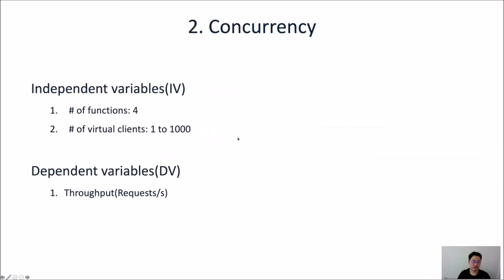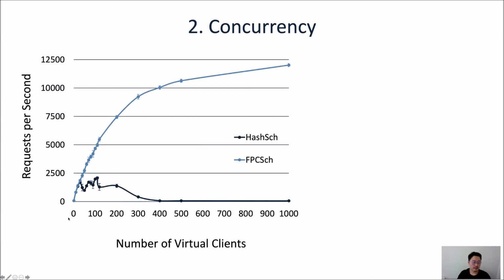The next one is the concurrency test. We used 4 functions, and we increased the virtual clients from 1 to 1,000. As we increased the number of virtual clients, the requests per second of the FPC scheduler kept increasing and finally saturated with 1,000 virtual clients. But the requests per second of the hash-based scheduler increased only until 30 virtual clients. After that, it started fluctuating and finally decreased after 400 virtual clients.